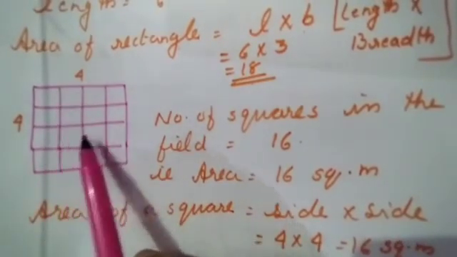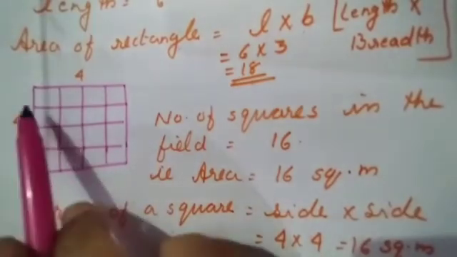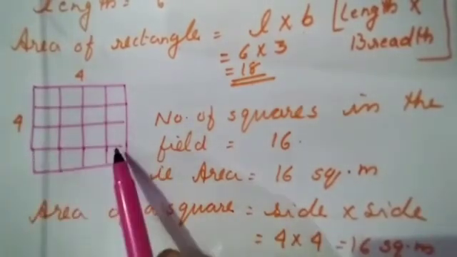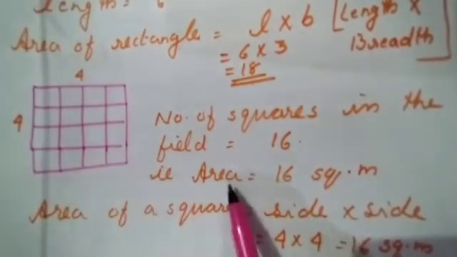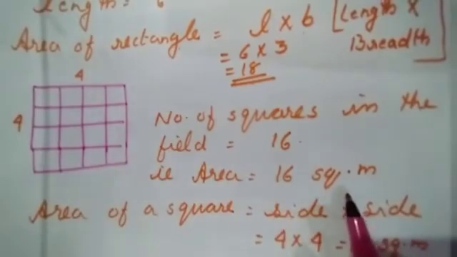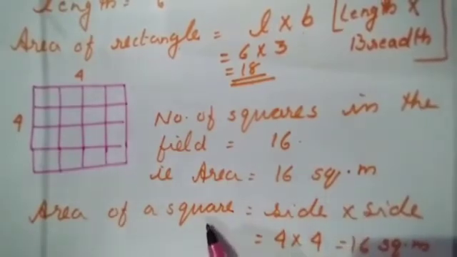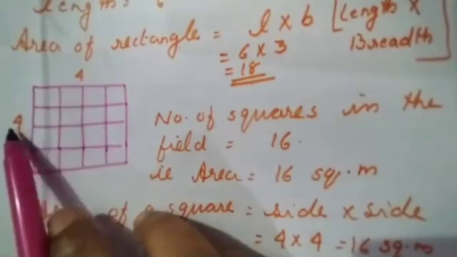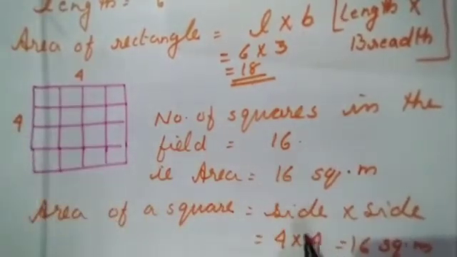Next, a figure where all sides are 4 centimeter. So that is a square. Number of squares in the field, you can count these, 16 squares are here. So area is 16 square meter. That is, area of a square is side into side. That is 4 into 4 is 16.